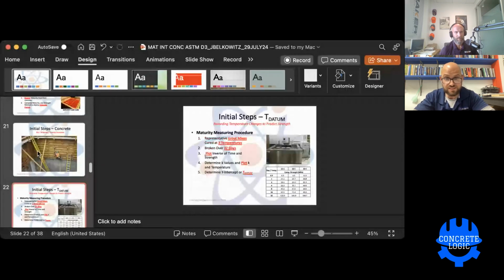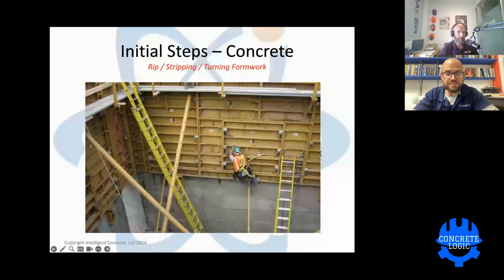You ready for this? The whole idea behind using maturity is something like this, where we have elevator shafts, right? We want to place our concrete, and as soon as that concrete hits temperature, we want to turn and burn our forms, right? Rip them open, put them on top. So that means concrete's got to be strong enough so that it doesn't fall out. Concrete's got to be strong enough so that we can start doing some structural work to it.